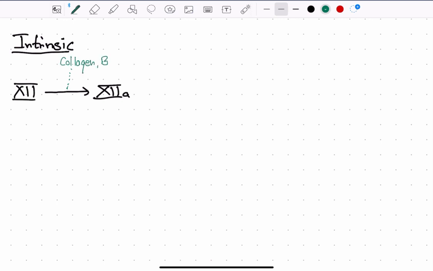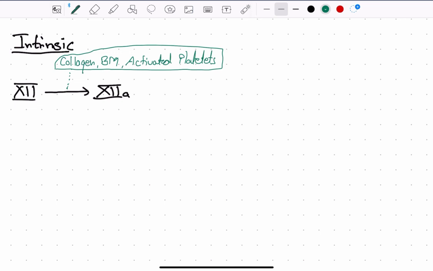The intrinsic pathway starts off with factor 12, which gets activated to factor 12A, and this activation is due to factors such as collagen, basement membrane, and activated platelets. So these factors just activate this step, but they are not the actual part of the coagulation cascade.